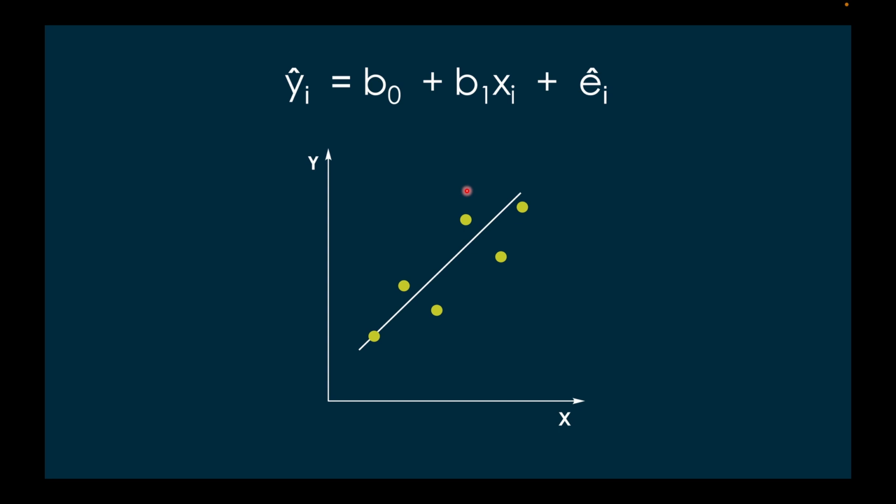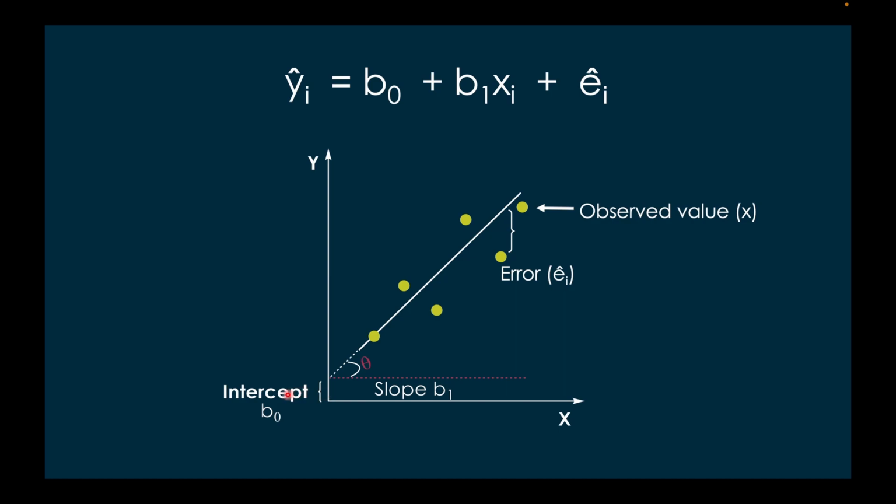Once we have the regression line, this would aid us in determining the linear regression equation. The scattered points are the observed values. The distance between the observed value and the regression line is the estimator of the error term called epsilon or e. B0, which is the constant, is the intercept on the y-axis. And B1 is the slope of the regression line.